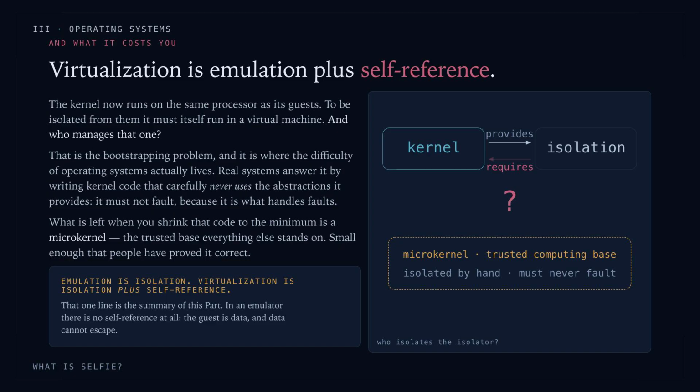Emulation is isolation, virtualization is isolation plus self-reference. Take the self-reference out, teach everything else against the simple design, then put it back on purpose, and you can see the hard thing on its own instead of tangled up with paging and scheduling. That is what nobody told me when I was a student.